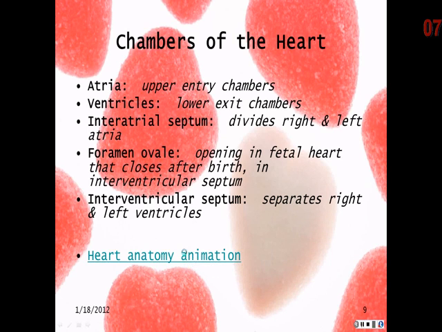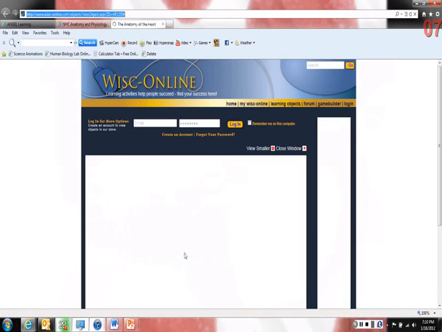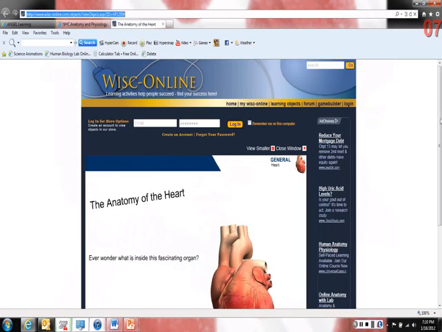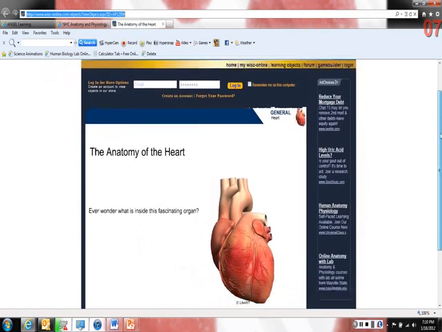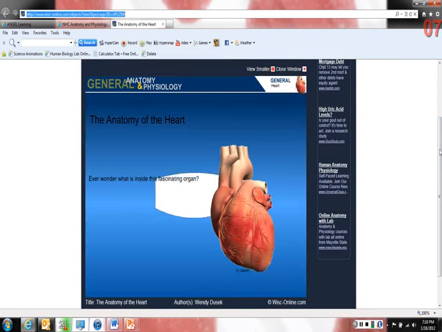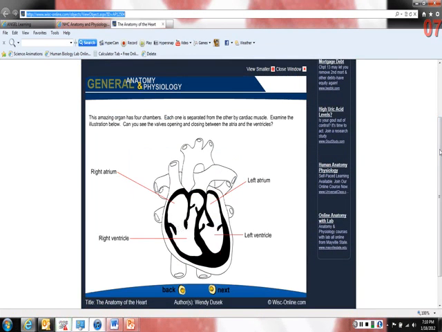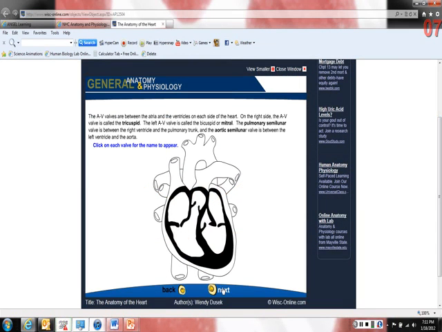Here we're going to watch a little animation on the heart anatomy. This amazing organ has 4 chambers. Each one is separated from the other by cardiac muscle. Examine the illustration below. Can you see the valves opening and closing between the atria and the ventricles?